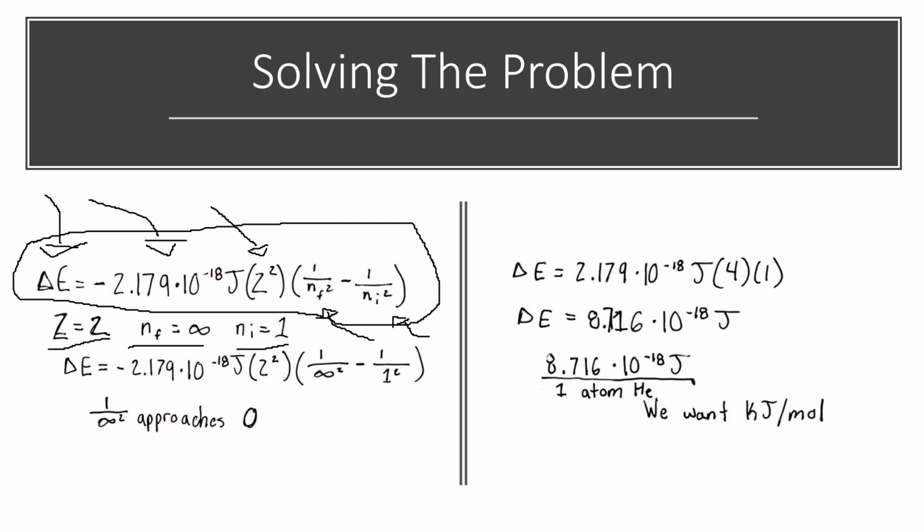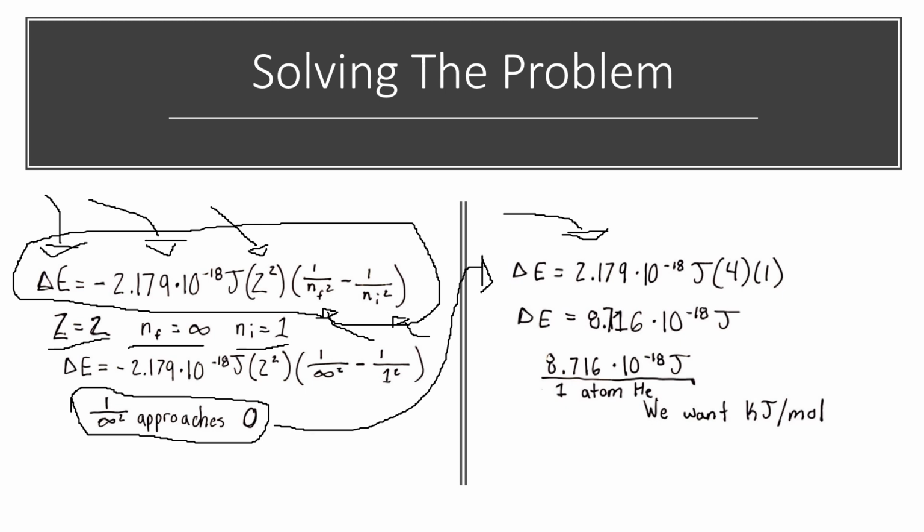So if you've taken calculus, you know that 1 over infinity basically approaches 0. So we treat that as 0 using a little bit of calculus here, and that makes the equation a lot simpler. So it goes up to here, where the 1 over infinity squared becomes 0 and cancels out. And then we get a positive number again, which makes sense because you have to put in energy to ionize something. And then doing a little bit of number crunching, we get the value of 8.716 times 10 to the minus 18th joules.